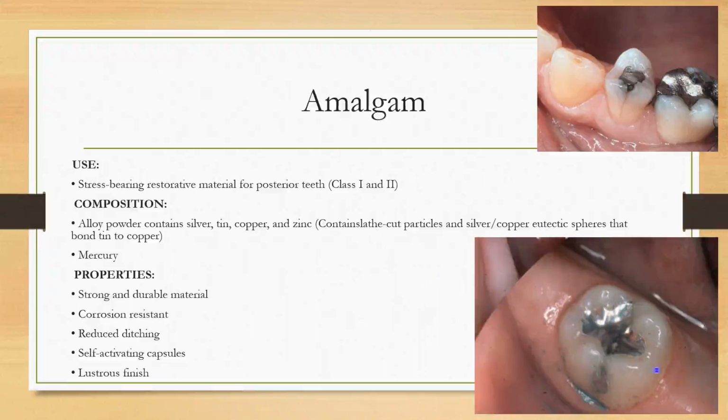Amalgam is very strong. So the properties are a strong and durable material, corrosion resistance, and reduced ditching. Ditching is when we have a little bit of holes in the teeth or in the filling material, so it is reduced. And some of it comes with self-activating capsules, or sometimes you have to mix it. It depends on the surgery or the clinic that you're working in, what type of amalgam they have.